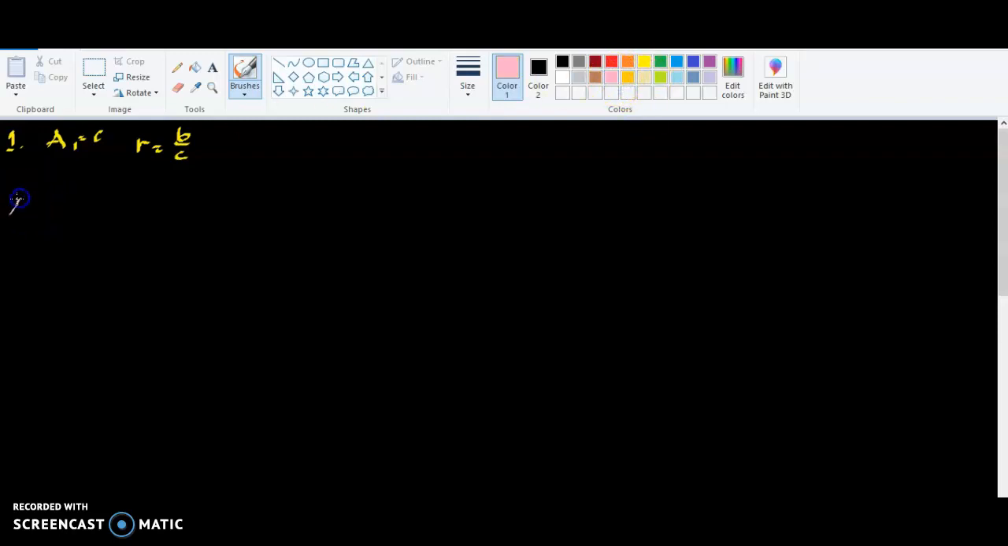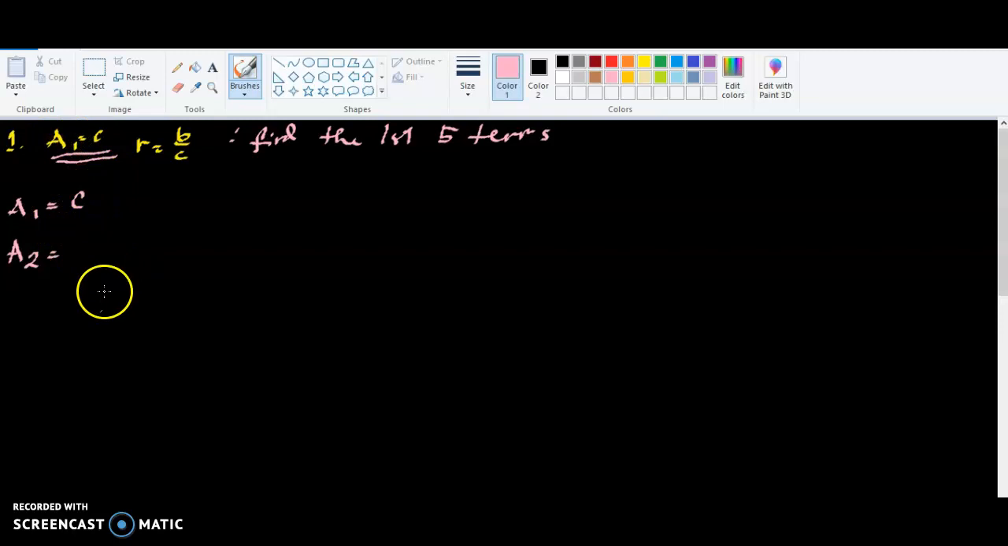Yeah. So our first term is equal to C. Yun yung first term natin. Ano ba yan? Letters na. Okay? So, ang hahanapin na natin is yung 5 terms. Find the first 5 terms. So, hanapin natin yung first 5 terms. So, for the first 5 terms, let's have now the second term kasi given naman na yung first term.